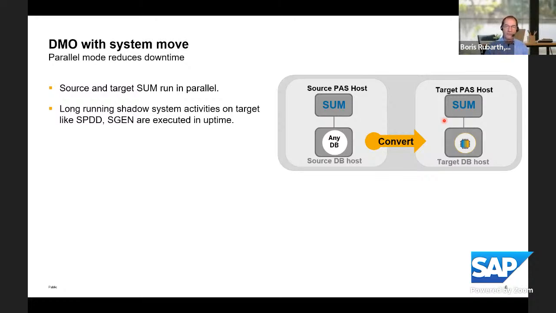Shadow system is the concept where we reduce downtime. So we set up a shadow repository that is already on the target level. Those activities are executed on the target environment for the case that DMO with system move is used.